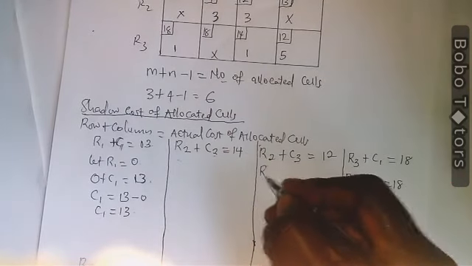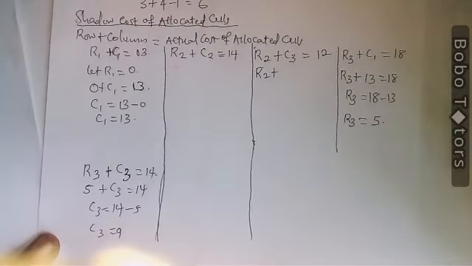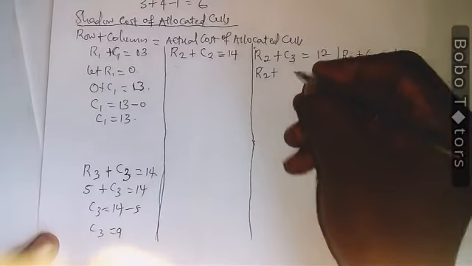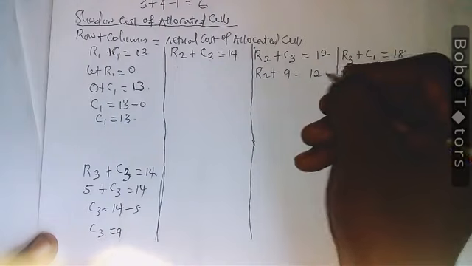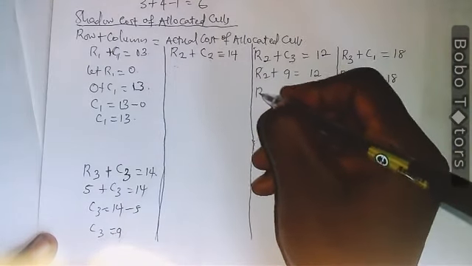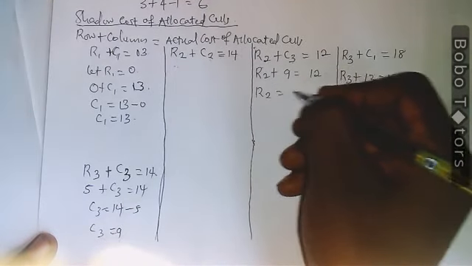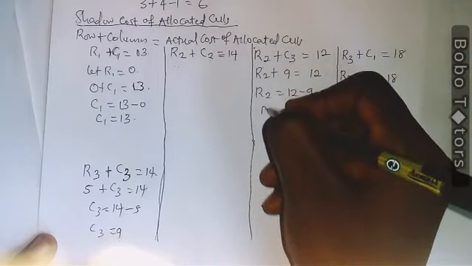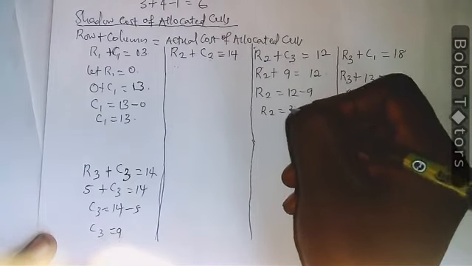I can say row 2 plus column 3 is 9. Are you seeing it now? Column 3 is 9. That equals 12. So row 2 equals 12 minus 9. Row 2 equals 3.